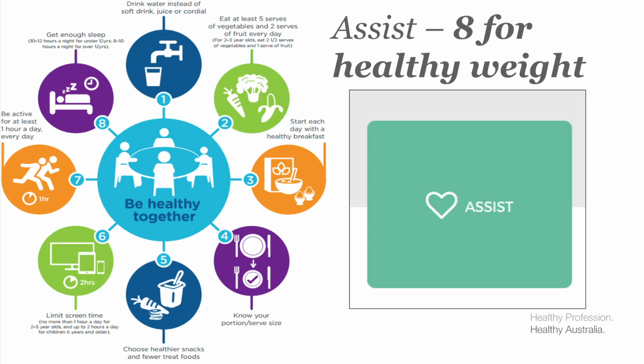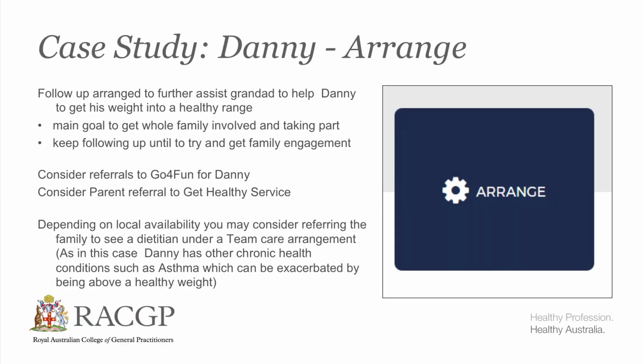The 8 for a Healthy Weight is a really, really useful framework for discussing what approach we can take with families, especially if they're in a lower socioeconomic area or a rural and remote area where more health services are not available. So again, we tried to arrange more follow-up, and we wanted the main goal to be to get the whole family involved in taking part and to keep following up until we got that family engagement.